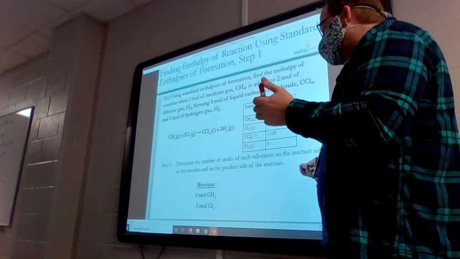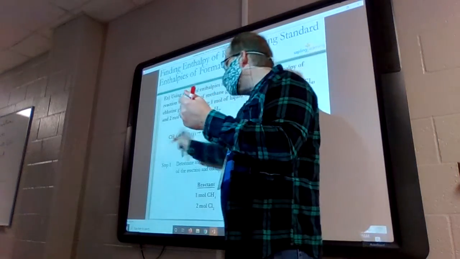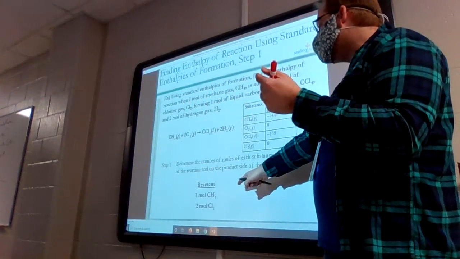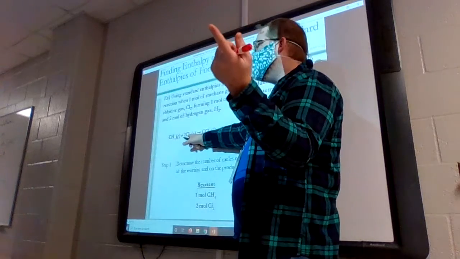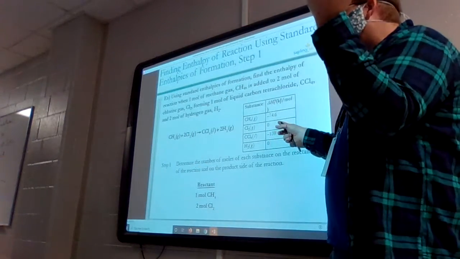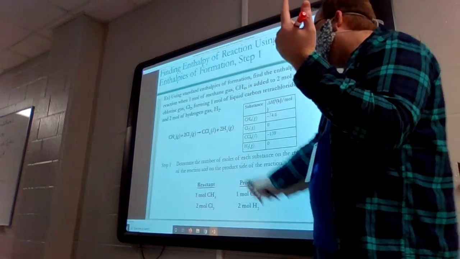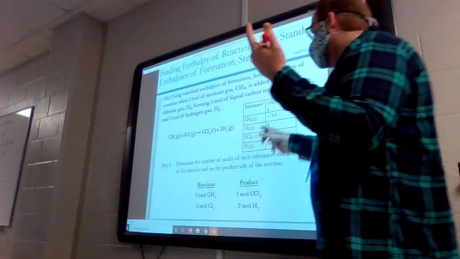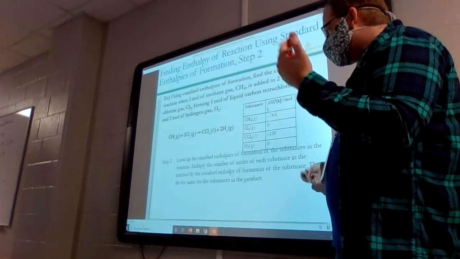So what's going to happen here, we have only 1 mole of each of these. So 1 mole of CH4. We got 2 moles of Cl2, but that's a 0, it's not going to come into play. And we have 1 mole of this CCl4. So I'm going to have 1 mole of each of these.